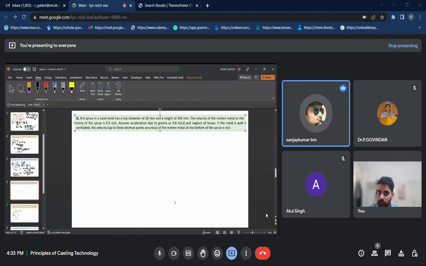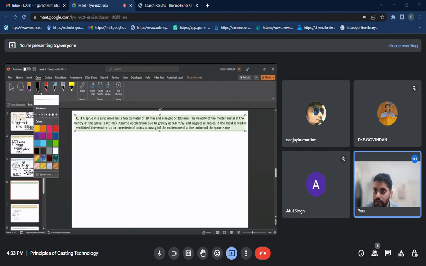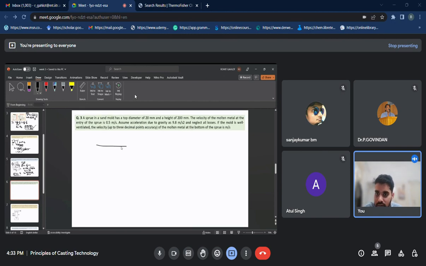Okay, so A1 I considered as pi by 4 d square. On the top there is 20 diameter given, and the first velocity is 0.5 meter per second. The second area is not given, and the velocity we are able to calculate using root 2gh, that is 2 into 9.81 into 200. So if you solve this, I will be solving it.